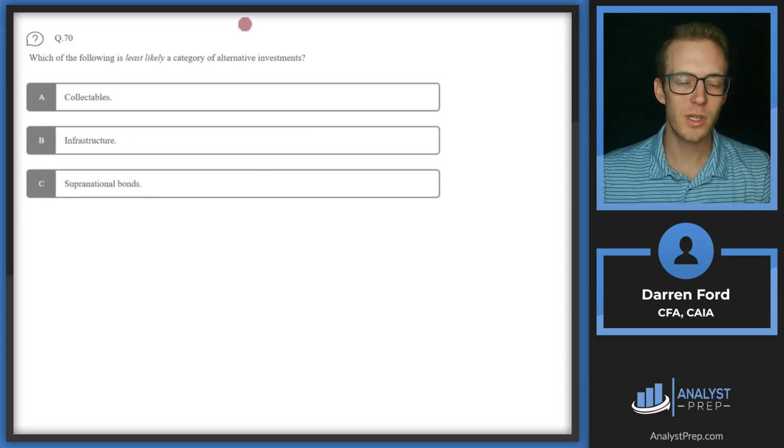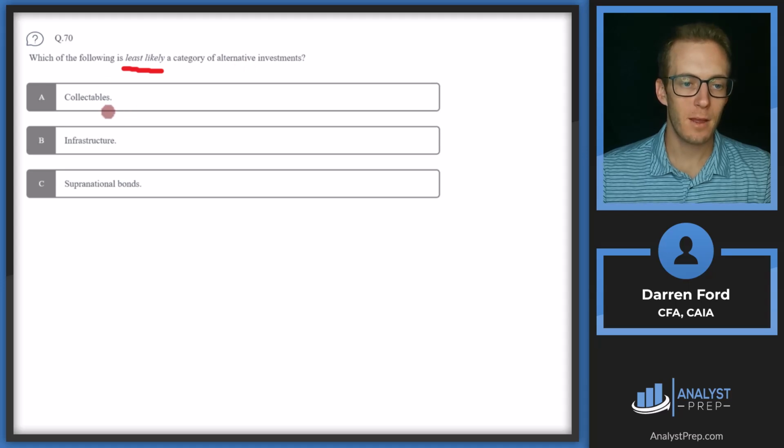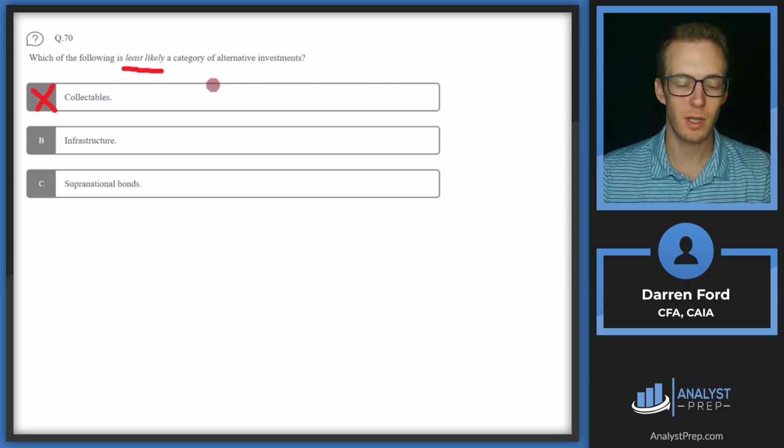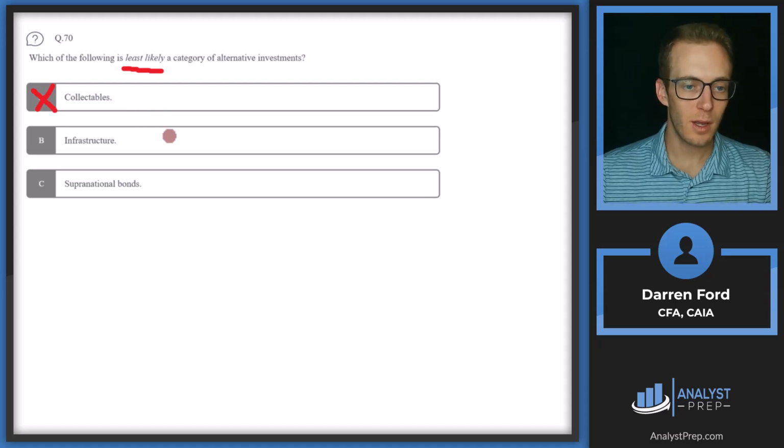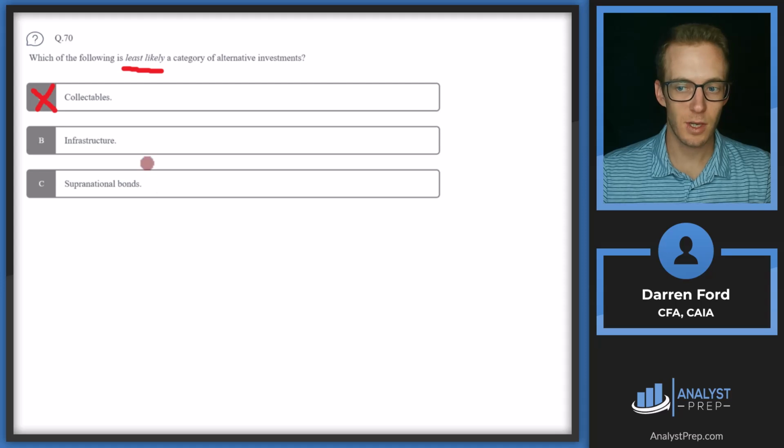Question 70. Which of the following is least likely a category of alternative investments? So least likely, so 2 of these will be alternatives and 1 will not. Answer A, collectibles. We can rule that out right off the bat, since collectibles are certainly alternative investments. They're not going to be publicly traded and they're not usually part of a traditional investment portfolio. Then we've got B, infrastructure, and C, supranational bonds.